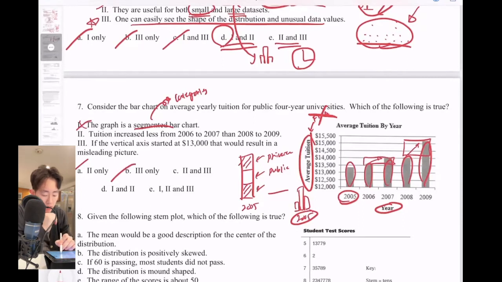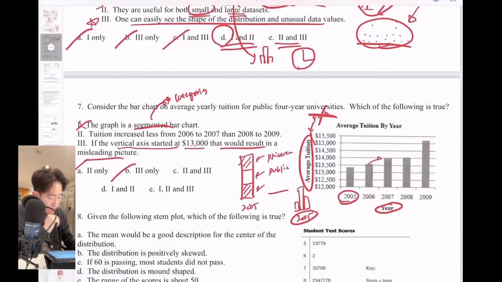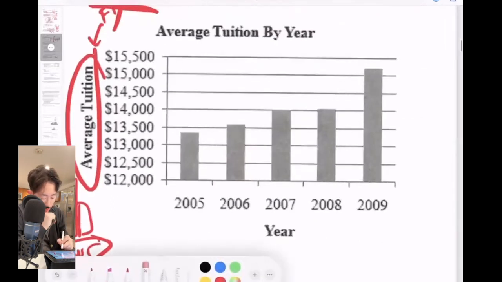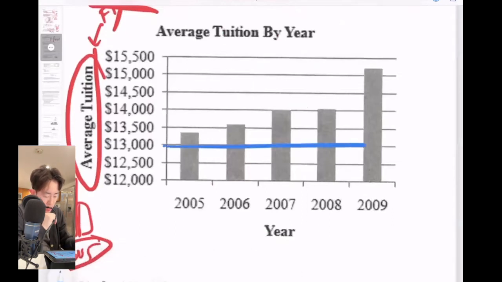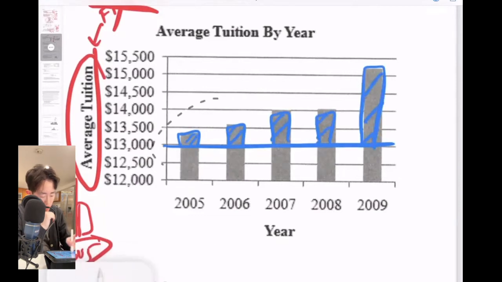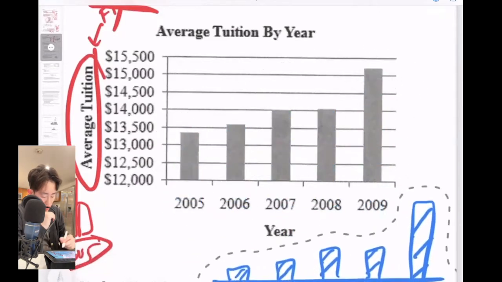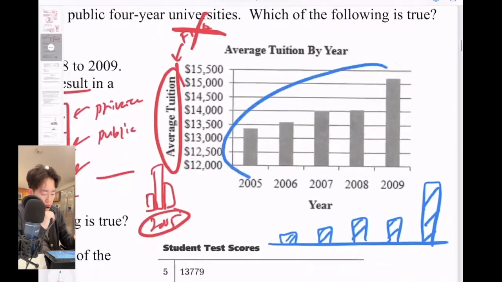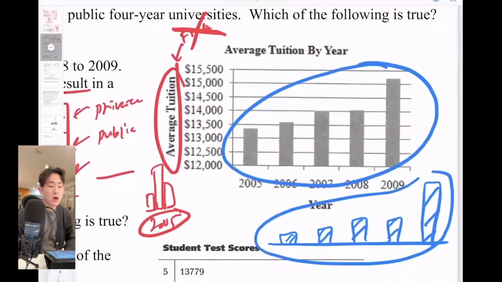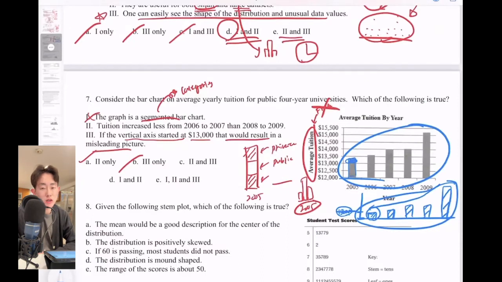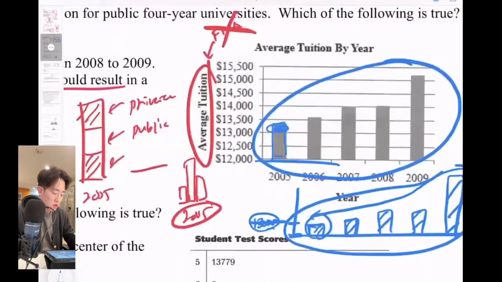Everything else has 2. If the vertical axis started at 13,000, that would result in a misleading picture. Now, what does that mean? It means that if I were to take a look at this bar graph and now cut it at 13,000, so now it looks more like this. And then let's say I were to draw this out. Okay, so you really want to compare this to this.